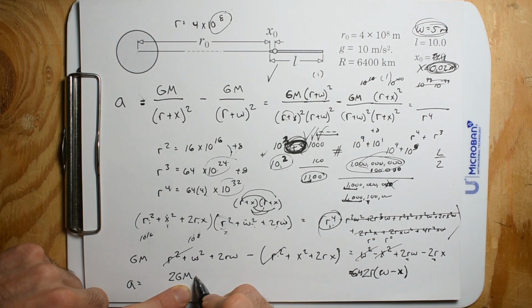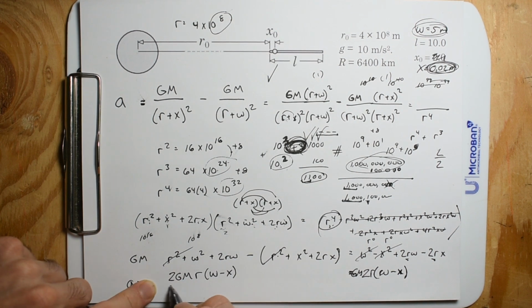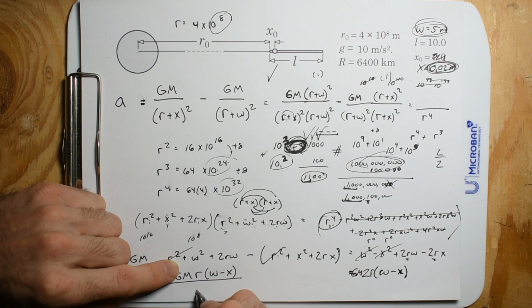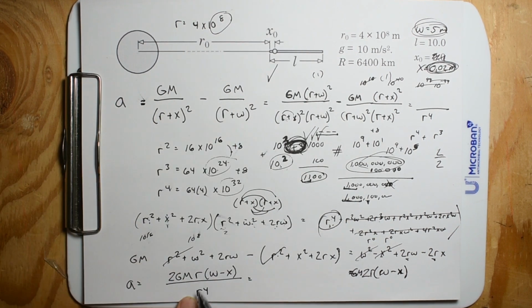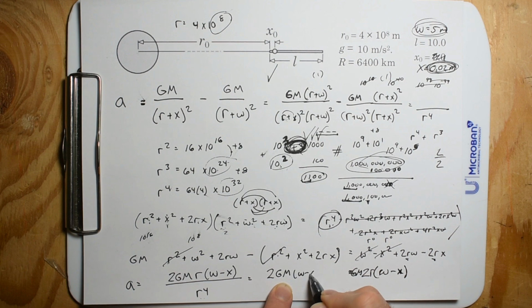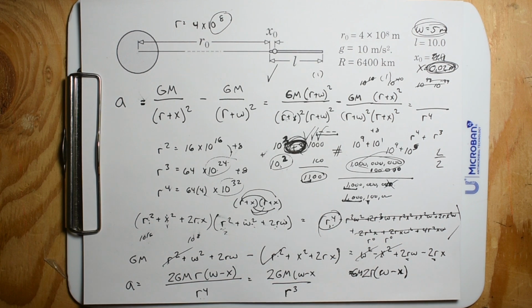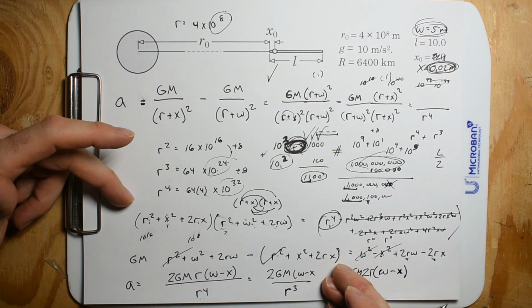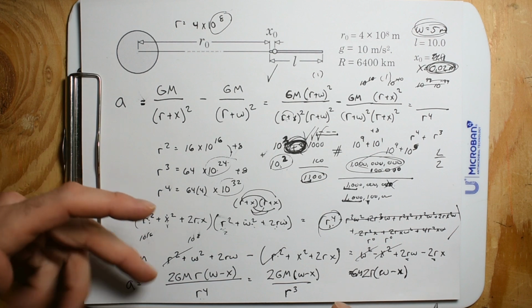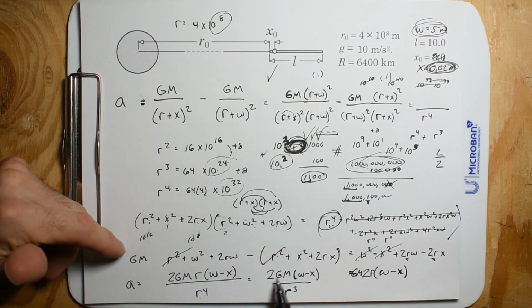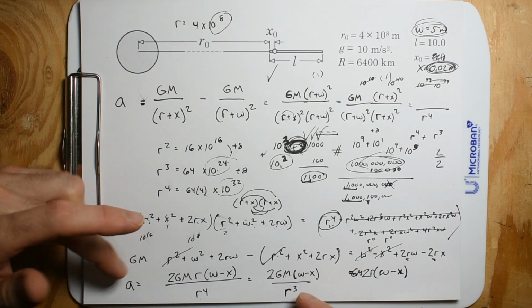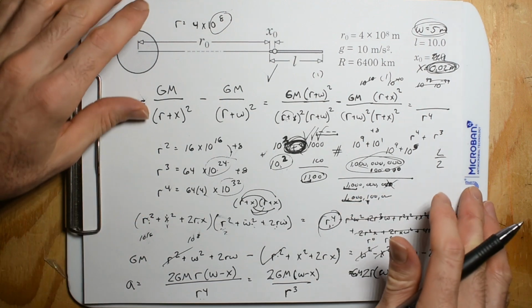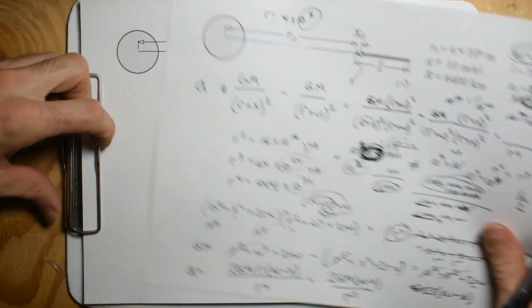So this whole thing, this acceleration, is going to be 2gm times this r term, w minus x, divided by r to the 4th. And you can see that cancels one of those r's, so we have 2gm (w minus x) divided by r to the 3. It's just kind of fascinating that what we did was totally legitimate, and we get down to the driving terms. All these terms are important.